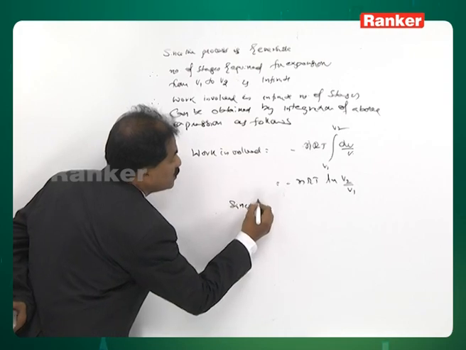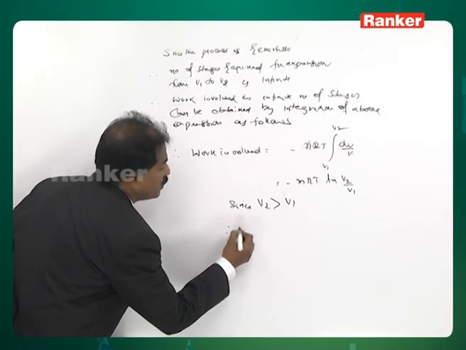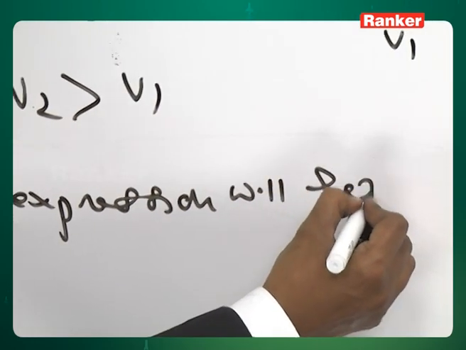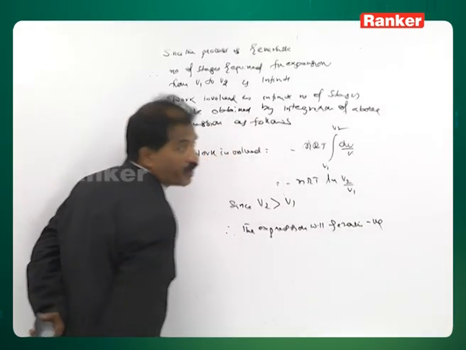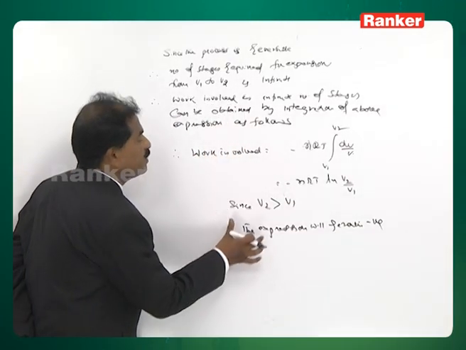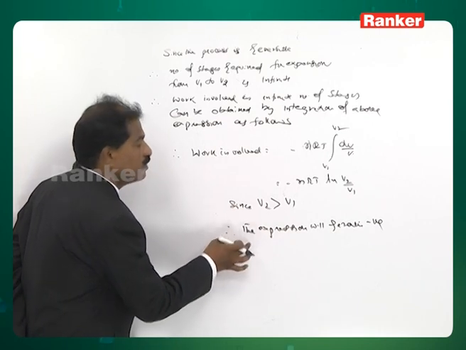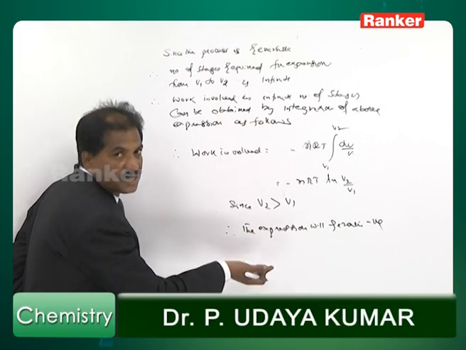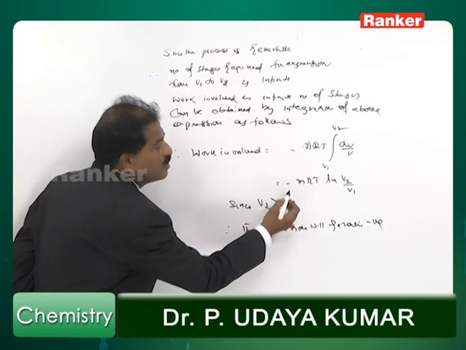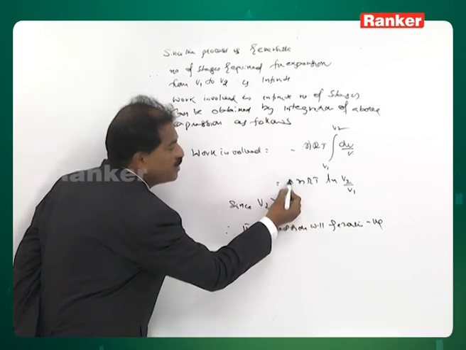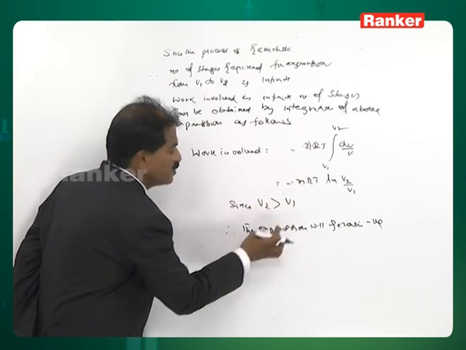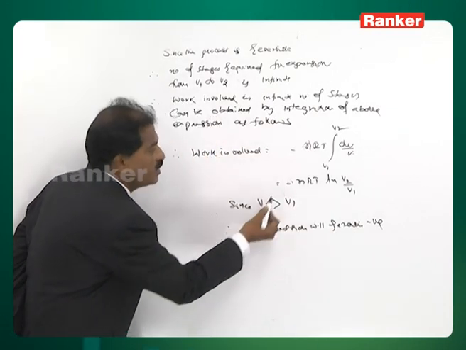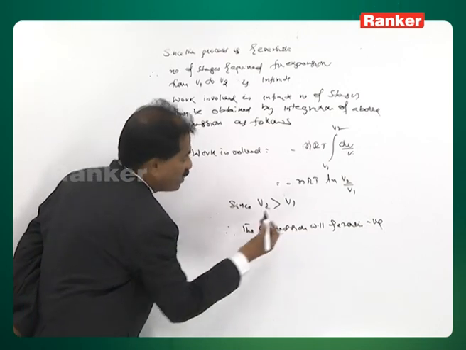Next, since V2 is greater than V1, the expression will remain negative. If the final expression is negative, then we can say the gas is doing some work. When a gas does some work, its internal energy decreases. When the internal energy decreases, to represent the decrease of internal energy, we will always use the negative sign. Therefore, since the expression remains negative, that shows the energy is being spent off by the gas.